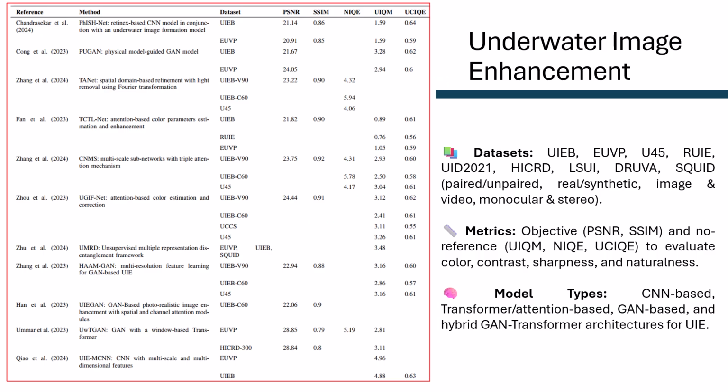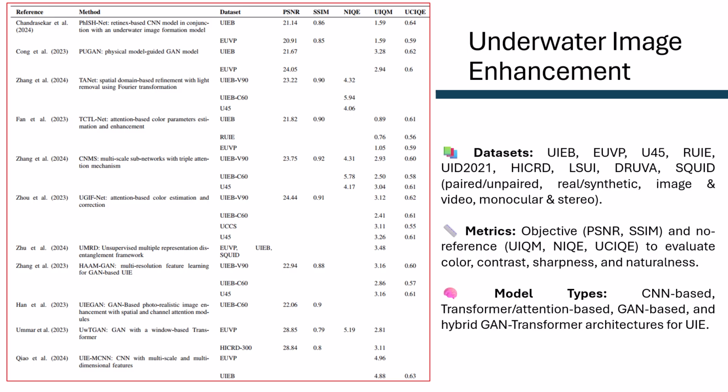Underwater image enhancement research relies on dedicated datasets such as UIEB, EUVP, U45, RUIE, UID 2021, HICRD, LSUI, DRUVA, and SQUID, covering real and synthetic, paired and unpaired images and videos. Enhancement quality is typically measured using full reference metrics like PSNR and SSIM, alongside no reference metrics such as UIQM, NIQE, and UCIQE to assess color, contrast, sharpness, and naturalness.